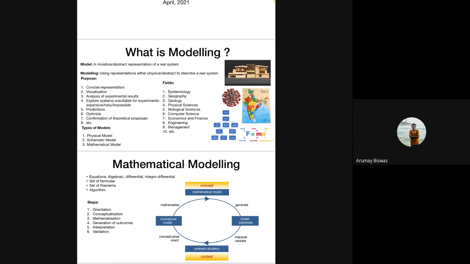So if I wanted to enumerate what the purposes of modeling can be, a model can simply be used for concise representation. For example, if you want to show your customer the house that you want to build for them, you might show them a model so that they understand what it will look like. Okay? So it's just a smaller replica of the original system.